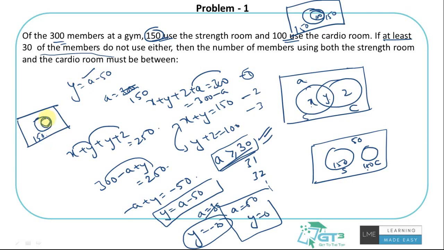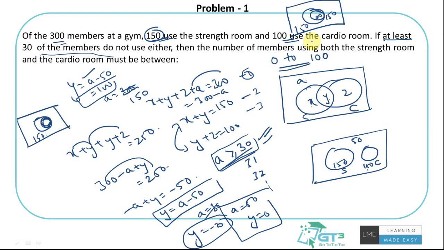So how many people are doing both? These 100 people who are using the cardio are also using the strength room. So Y is: A is 150, 150 minus 50 is 100, so Y is 100. So the maximum number of people who would use both would be 100. The minimum can be 0. So the answer is basically I can have between 0 to 100. As simple as that.